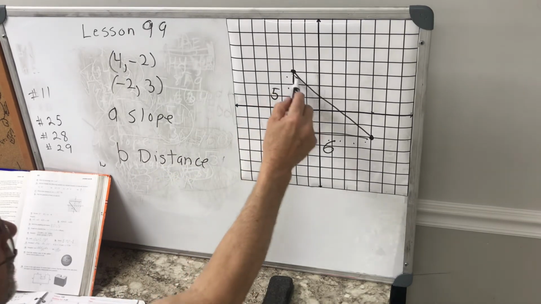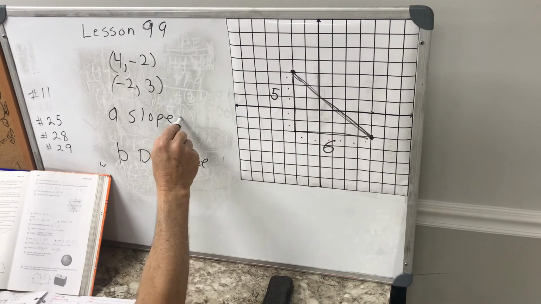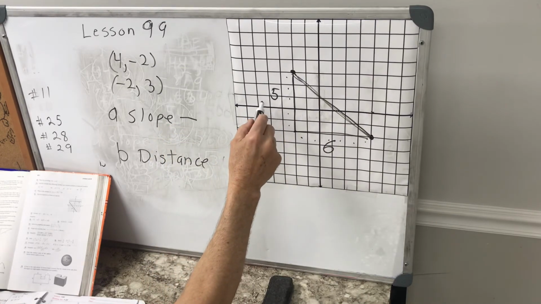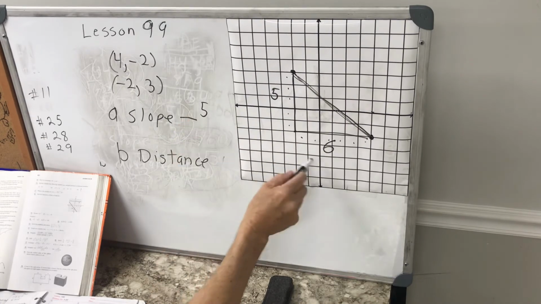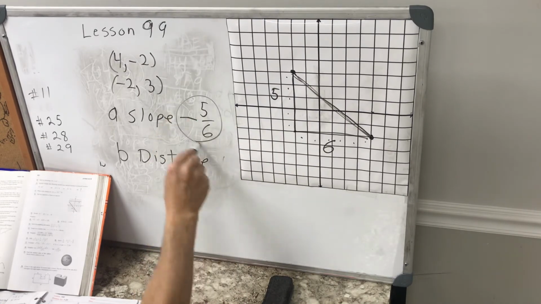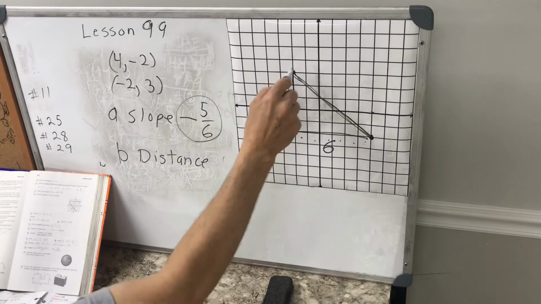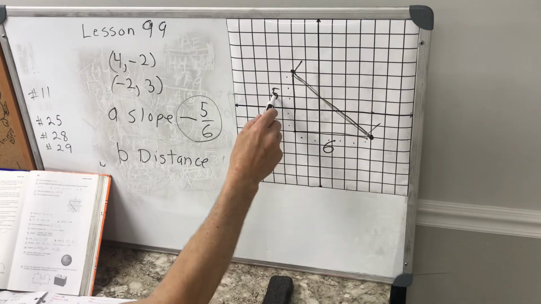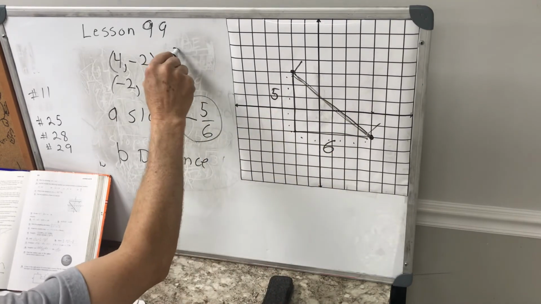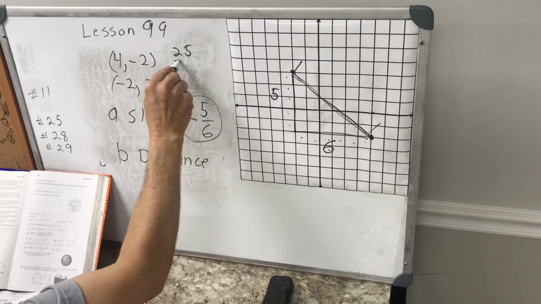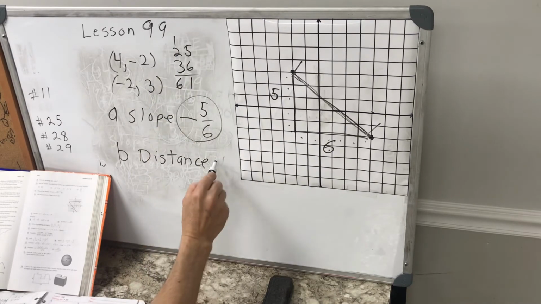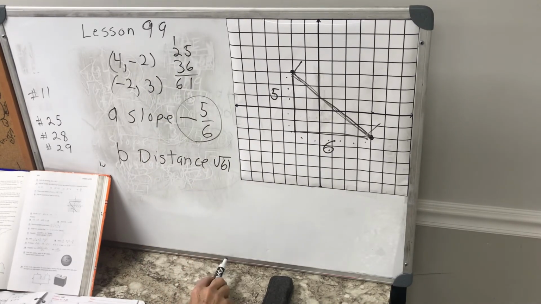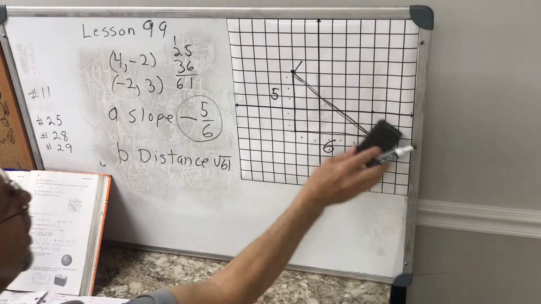The slope is going downhill. That's going to be a negative, and it's rise over run, so this is rise. It's 5 over 6. This is your slope. Your distance again is finding the hypotenuse, so we square these sides. 5 times 5 is 25. 6 times 6 is 36. 61. Square root of 61. Can we reduce that? I don't believe so. So that is number 11.